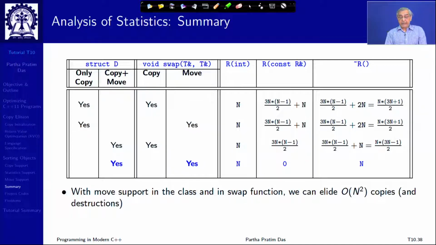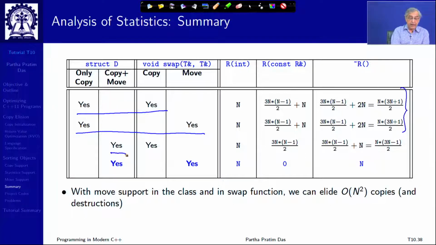Here I have given a table for your understanding that there are two places to support this in this particular project. One is in the class D, you can have only copy support or copy and move support, and in the swap function you have only copy version of swap function or move version, and naturally 4 combinations. So, if you do not have a copy move support in D, then irrespective of which swap function you use, you have the same complexity.